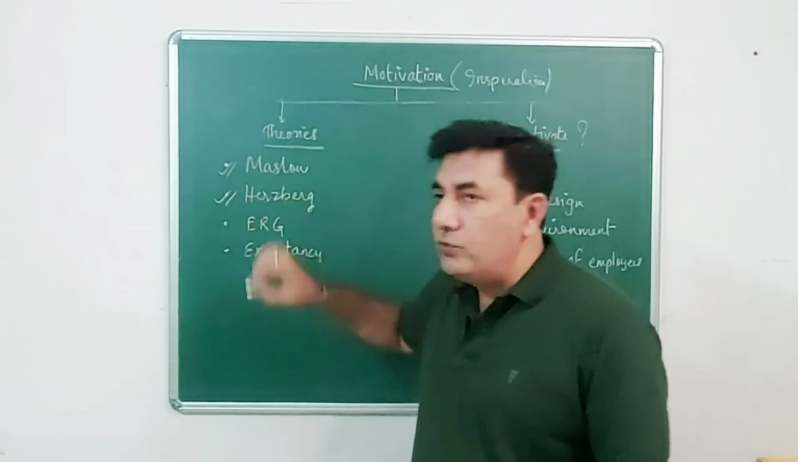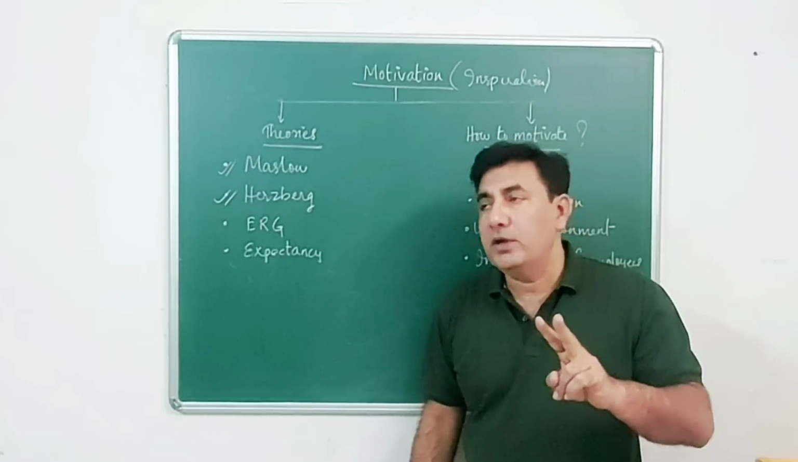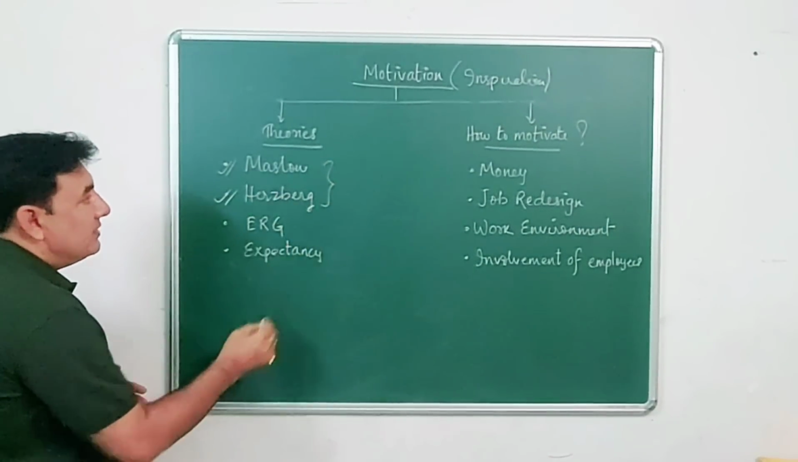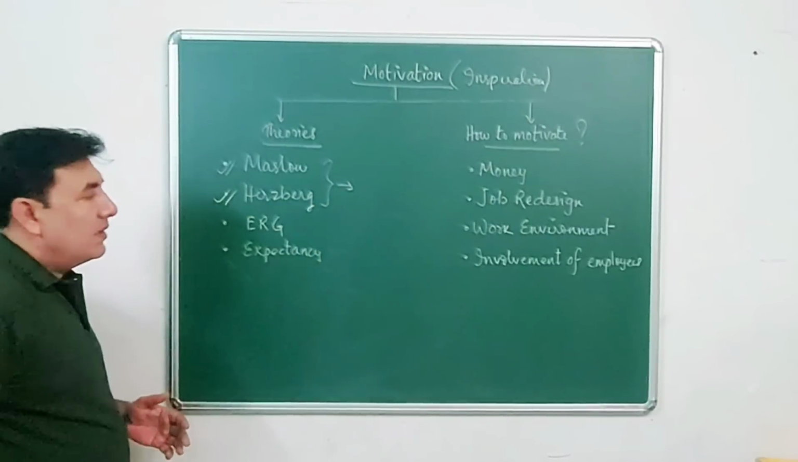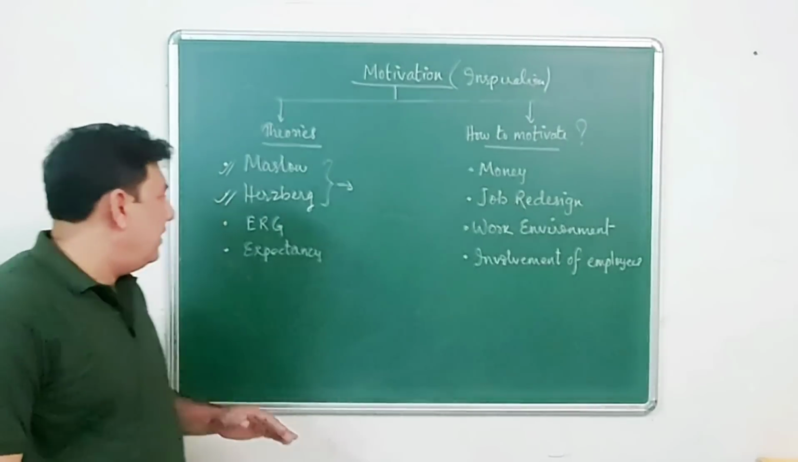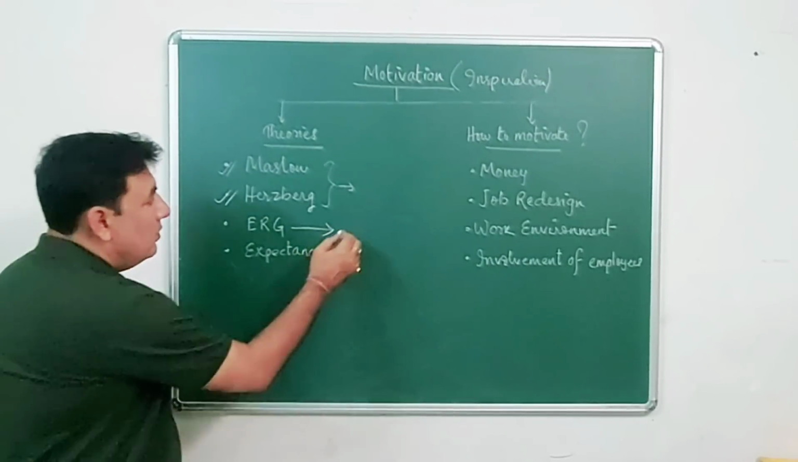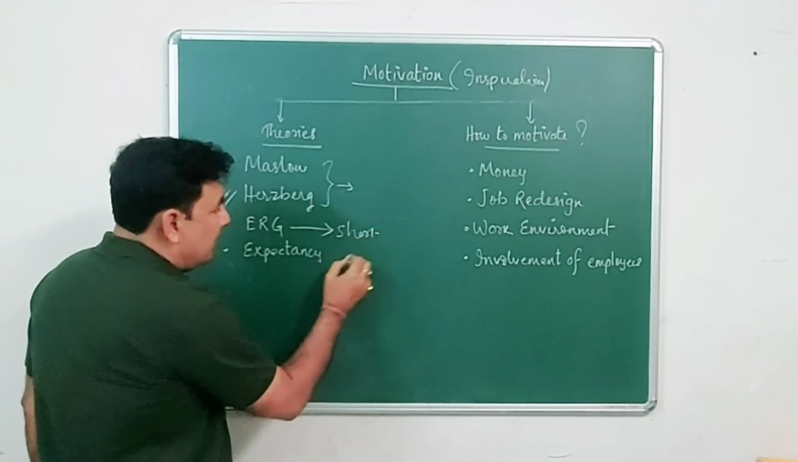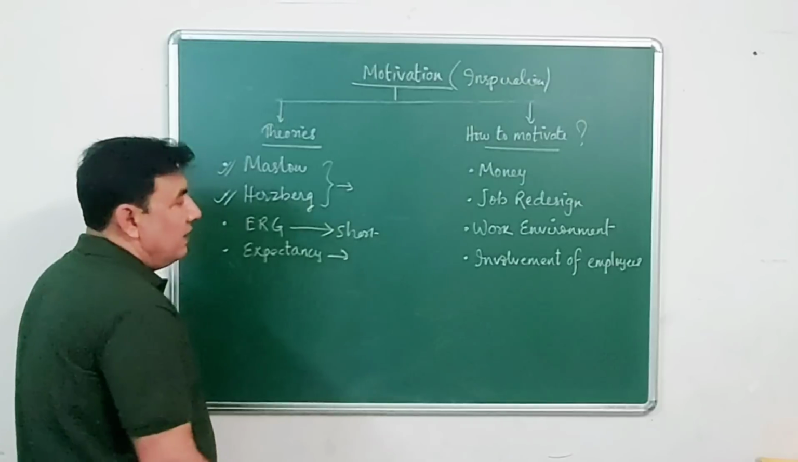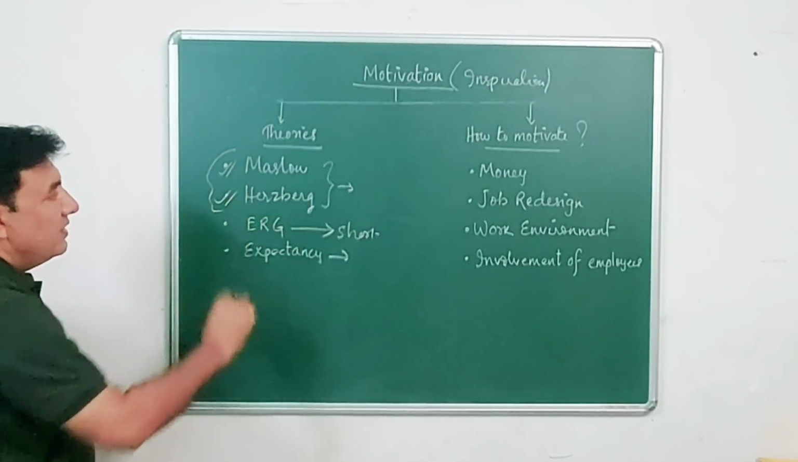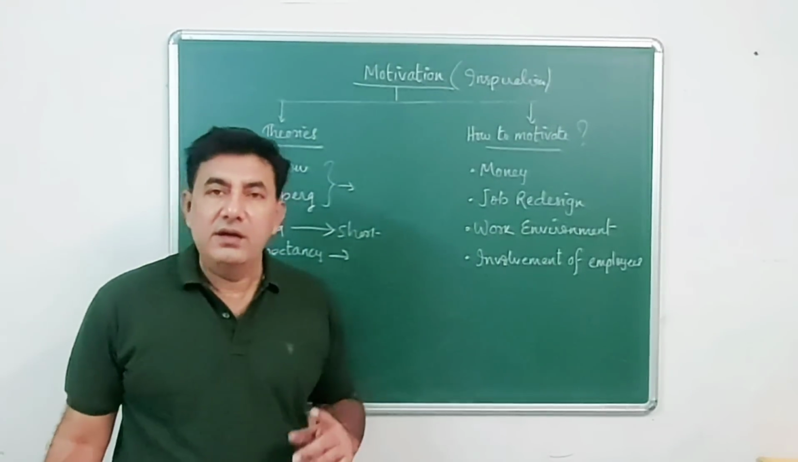Then Herzberg's 2-factor theory. This is very important. Sometimes you get the similarities and dissimilarities between these two, Maslow's and Herzberg's 2-factor theory. Then we have, sometimes we get short notes on this, ERG theory and expectancy theory. So basically you should focus more on Maslow's and Herzberg's.